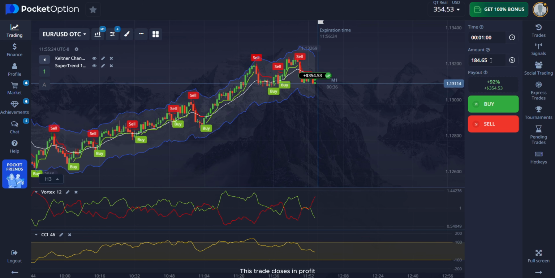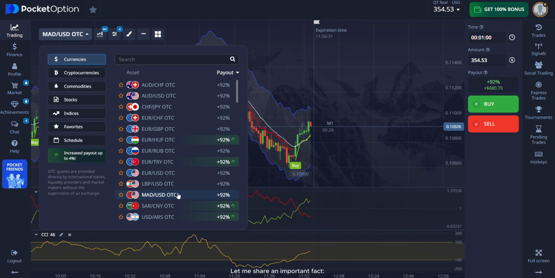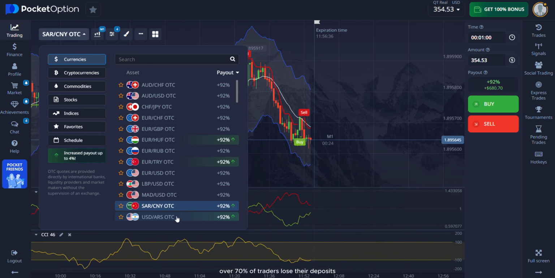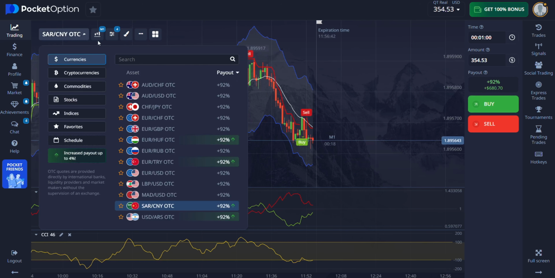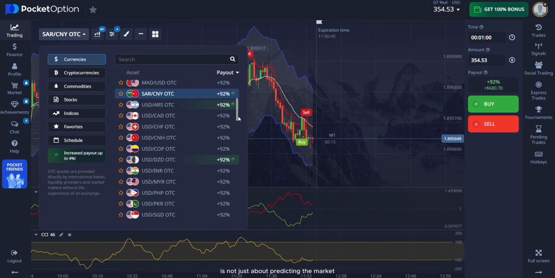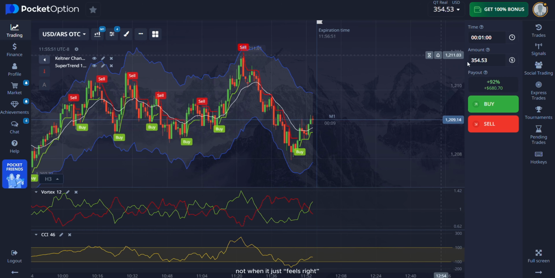This trade closes in profit, and it's important to understand that this result is not accidental. Let me share an important fact. According to statistics, over 70% of traders lose their deposits, not because of a bad strategy, but because they break their own trading rules. True trading mastery is not just about predicting the market. It's about pressing the button only when there's solid confirmation, not when it just feels right. That's why a trader's main task is to stick to their system and manage emotions.